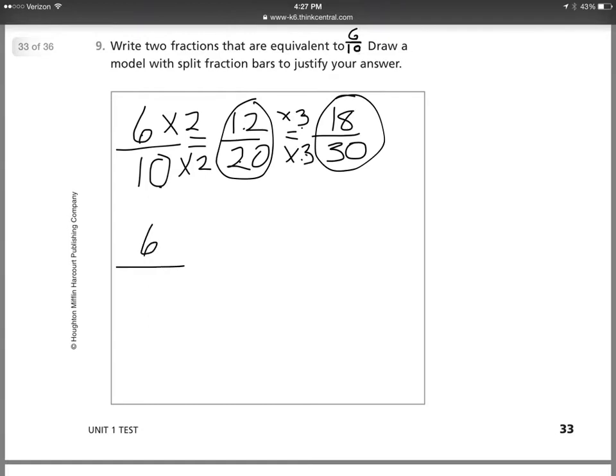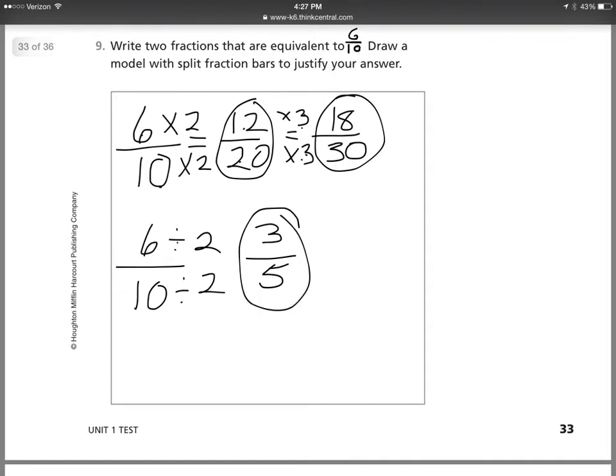Of course, we could have done the opposite because we have a fraction here that's not simplified. So one of our equivalent fractions we could have gotten by simplifying, dividing both the numerator and denominator here by 2. We would have gotten 3/5. That also would work for an equal fraction.